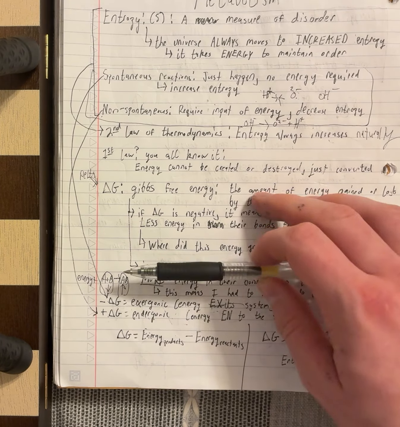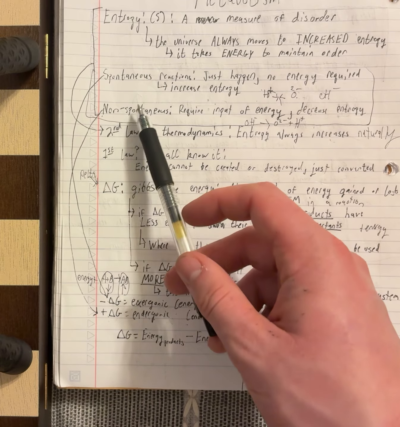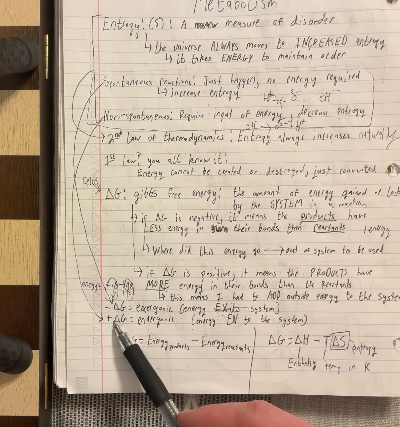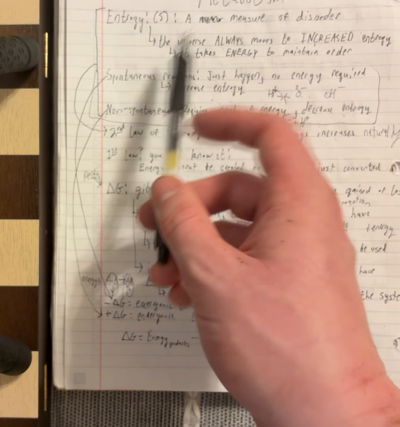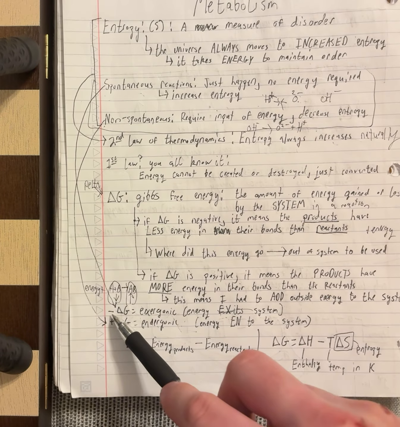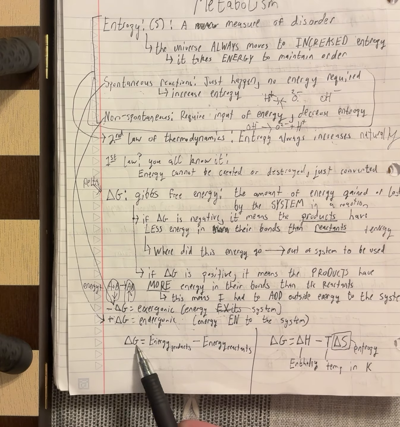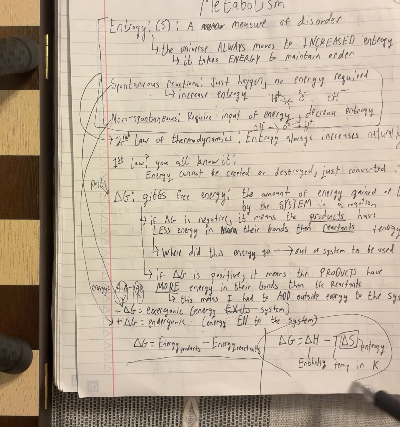So how do these relate to spontaneous and non-spontaneous? If you remember, I said non-spontaneous requires the input of energy, which means positive delta G, whereas spontaneous did not require me to put energy in, so spontaneous is always negative delta G. So we do have this equation. This is one way to think about the equation, but this is the one I want you to know.